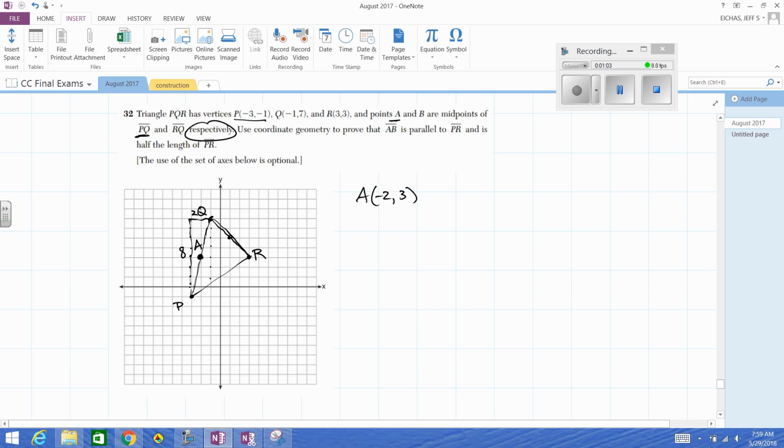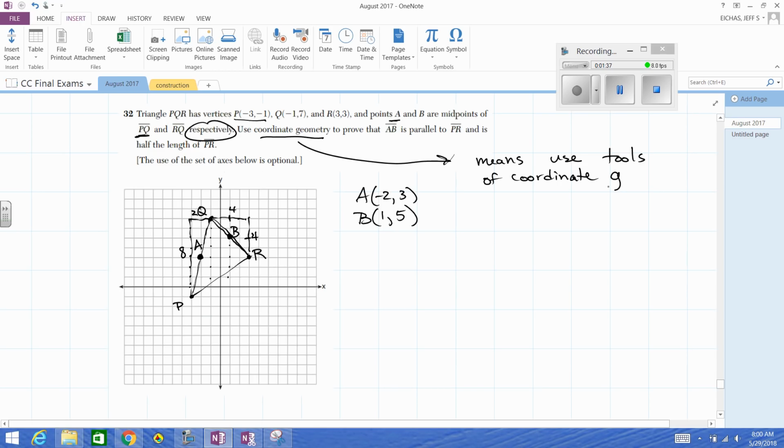B looks like it's right there, but let's make sure. 4 there, 4 there. Okay, so 2, 2. Yeah, that's right there. That's B. All right. Use coordinate geometry. When they say that, it means use the tools of coordinate geometry.